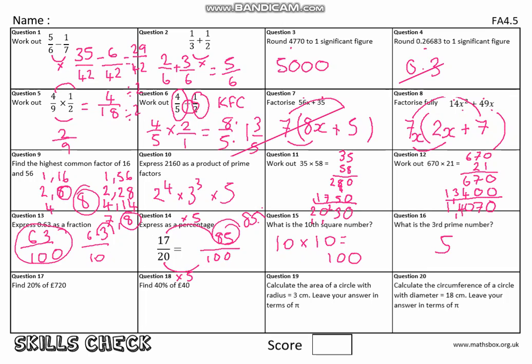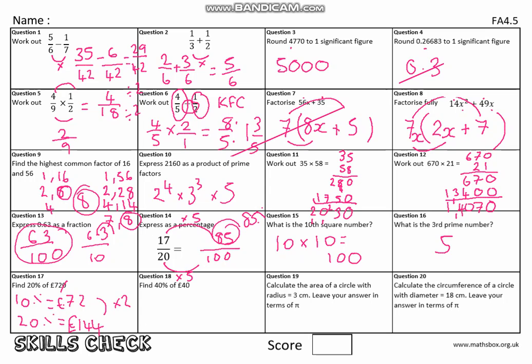Okay, so on to question 17. So it asks you to find 20% of something, okay? So the best way of doing this, as we've done in class, is to find 10%. Just got to divide it by 10. So 720 divided by 10, take off the 0, is £72. And then obviously if I want 20%, I'm just going to times that by 2. So 20% is just 72 times 2, which would be £144.